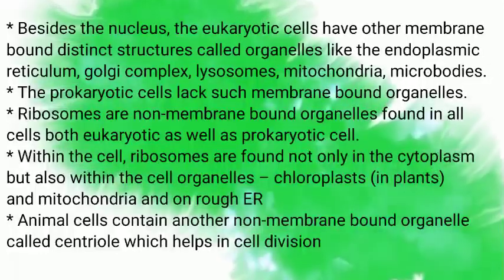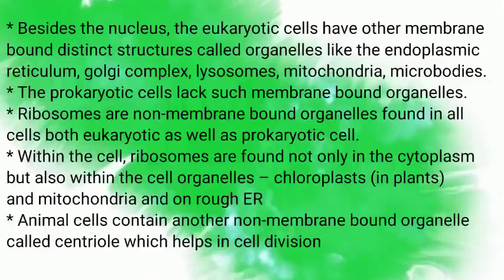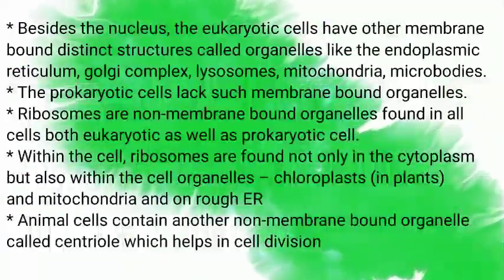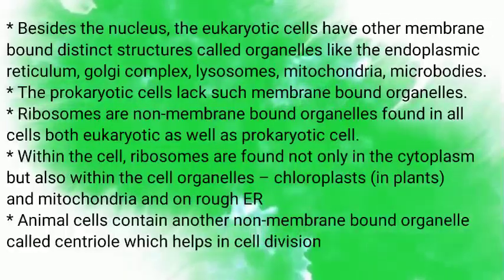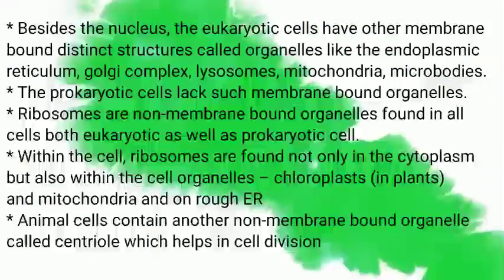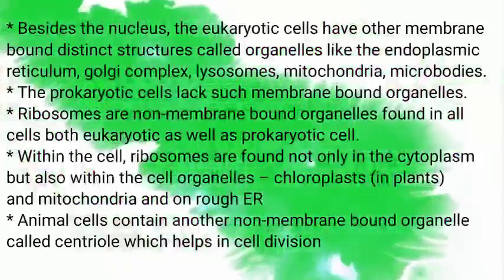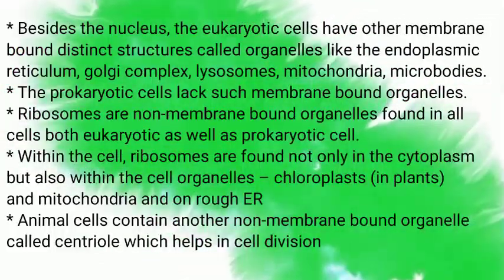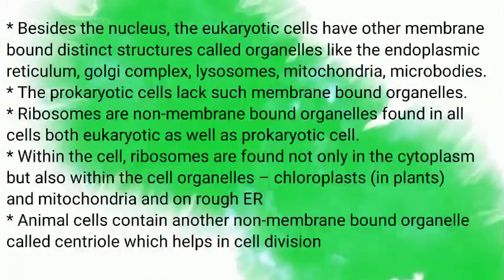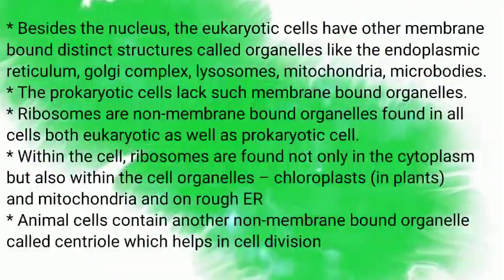Besides the nucleus, the eukaryotic cells have other membrane bound distinct structures called cell organelles like endoplasmic reticulum ER, Golgi complex, lysosomes, mitochondria, microbodies, etc. The prokaryotic cells lack such membrane bound cell organelles. Ribosomes are non-membrane bound cell organelles which are found in both eukaryotic cells as well as in prokaryotic cells.